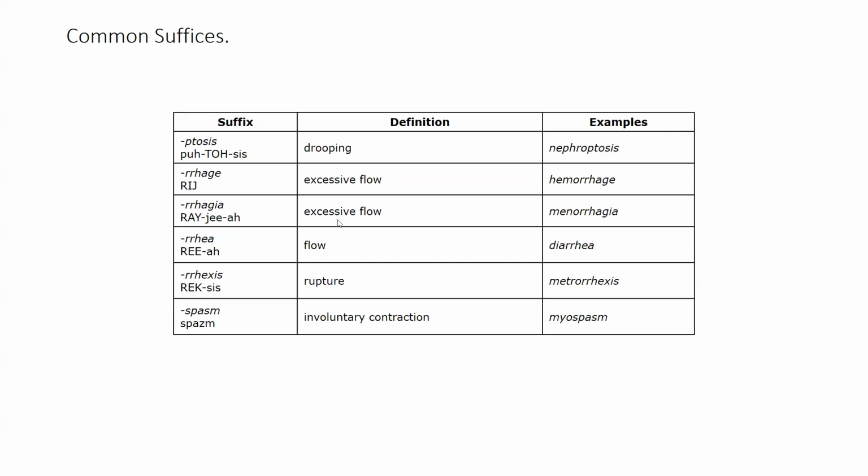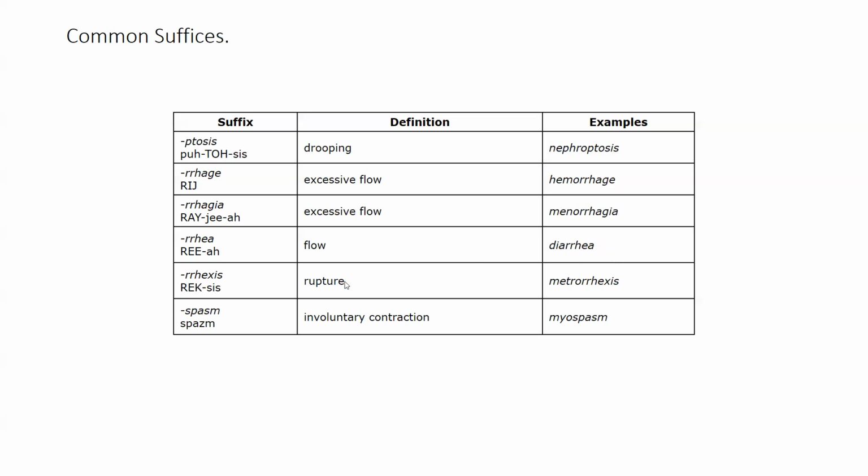Ragia also means an excessive flow. So menorrhagia means excessive menstrual blood flow. Rhea just simply means to flow. So diarrhea means to flow through. Dia literally is translated as through. And anybody who's had diarrhea knows that that is a flowing through.